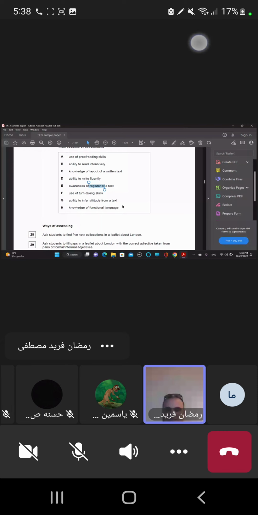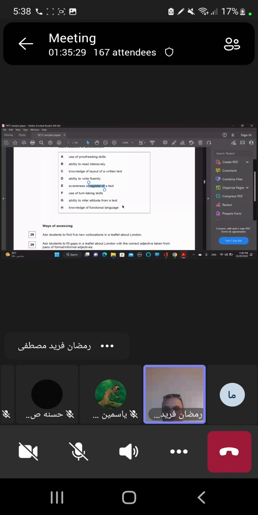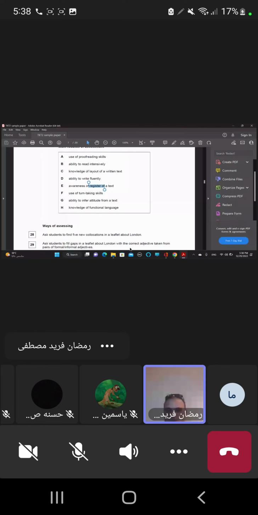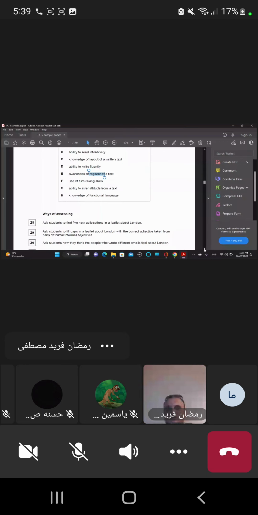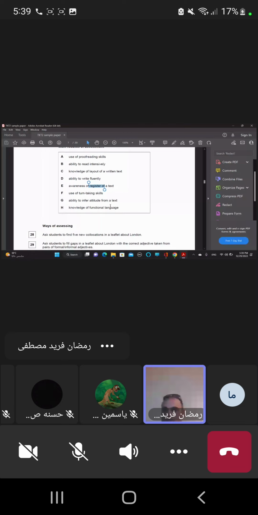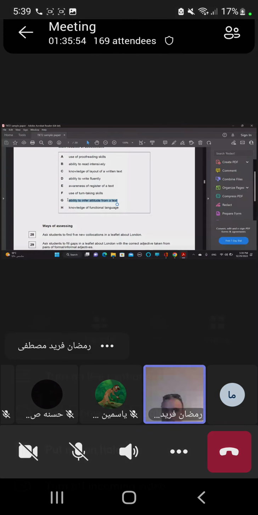Number 3: ask students how they think the people who wrote different emails feel about London. Again, ask students how they think the people who wrote different emails feel about London. I think G. G, ability to infer attitude from a text. Yes, right. G is correct.